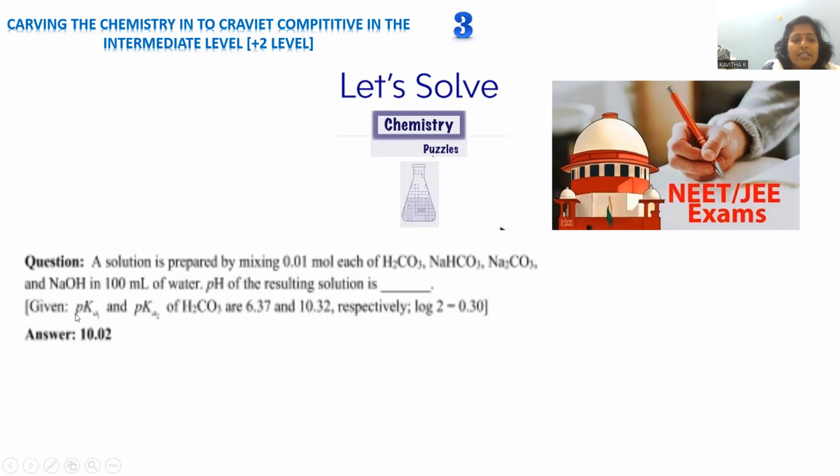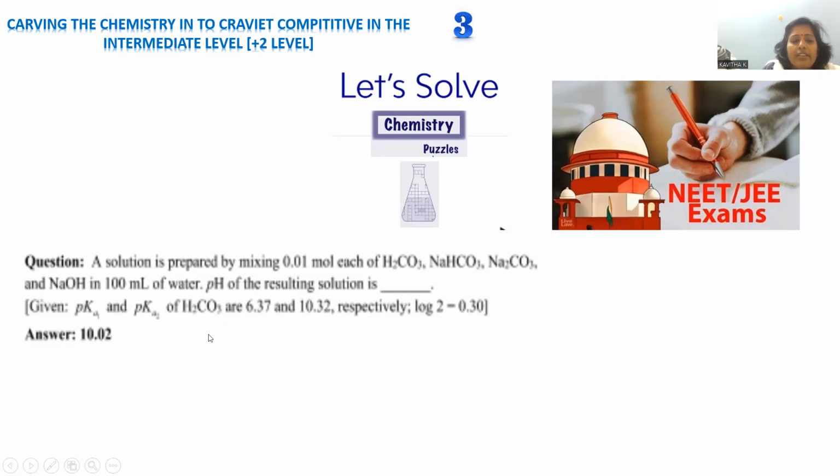The data provided is pKa1, pKa2. Acid 1 and acid 2 are provided to you. That is for carbonic acid, 6.37 and 10.32 values are provided. That means pKa of the first H plus and of the second H plus ions are provided to you. So pKa1 denotes the first H plus, pKa2 denotes the second H plus ion. So pKa1, pKa2 of carbonic acid are provided, and the log 2 value is also given. That value is also provided to you.